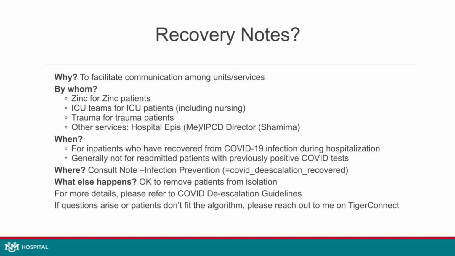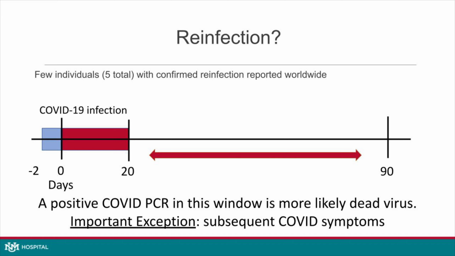Where are these notes being placed? Under consult notes, under infection prevention, and there is a drop-down or a template to follow with drop-down menus in order to walk through all of the criteria to judge when someone's recovered. What else happens at that time? I would say it's okay to remove patients from isolation. And for more details, please refer to the COVID de-escalation guidelines on the COVID website. If questions arise or patients don't fit the algorithm or things are confusing, please don't hesitate to reach out to me on Tiger Connect.